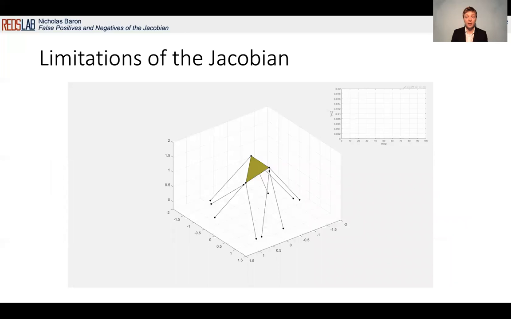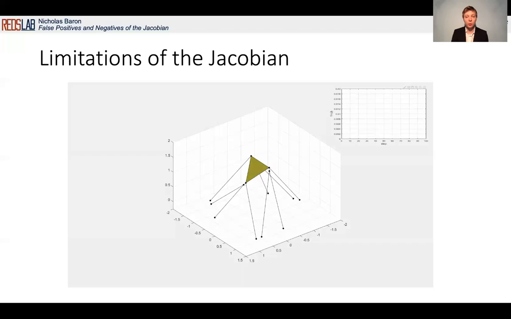Now we're going to look at a false negative situation of the Jacobian, and consider here the spatial architecture presented earlier in the presentation. This architecture is going to undergo a trajectory where it moves into a singularity. In this case, that is where two adjacent links become collinear. And indeed, we know this is a singularity because if we compute the rigidity matrix and determine its rank, the rank drops when we move into this configuration.